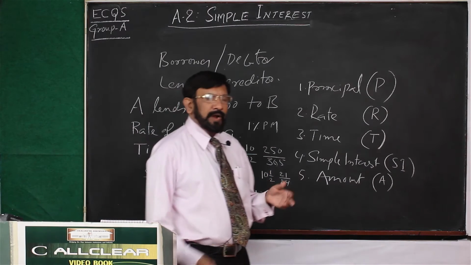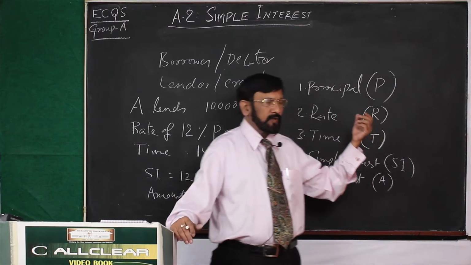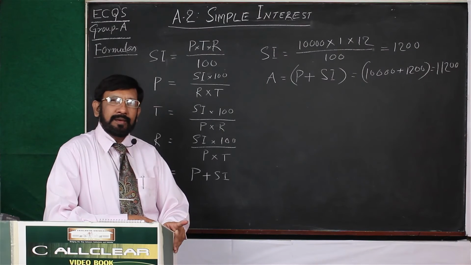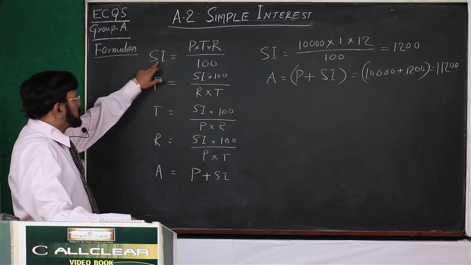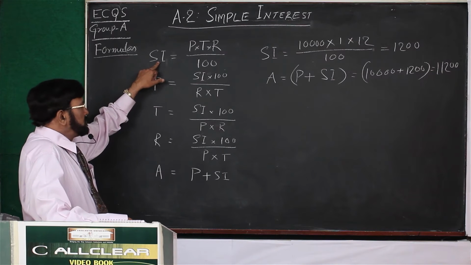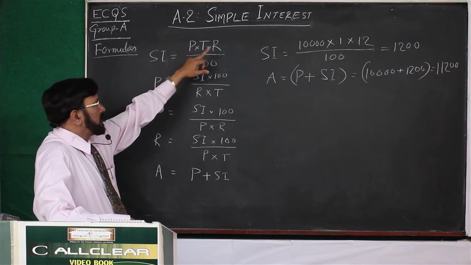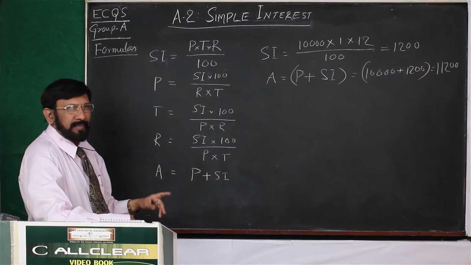Now we have to discuss and find out the formula for all these things. Let us consider the corresponding formula. Simple interest is equal to PTR by 100, P into T into R by 100. Already explained that.